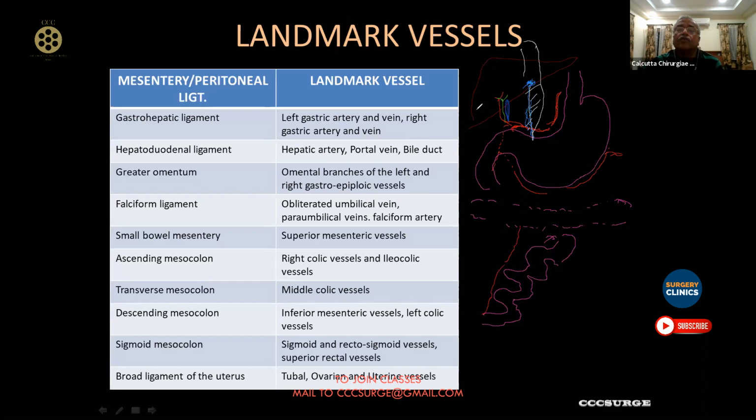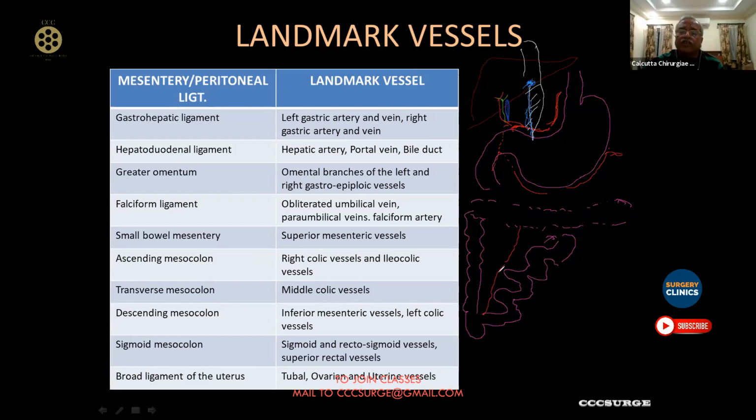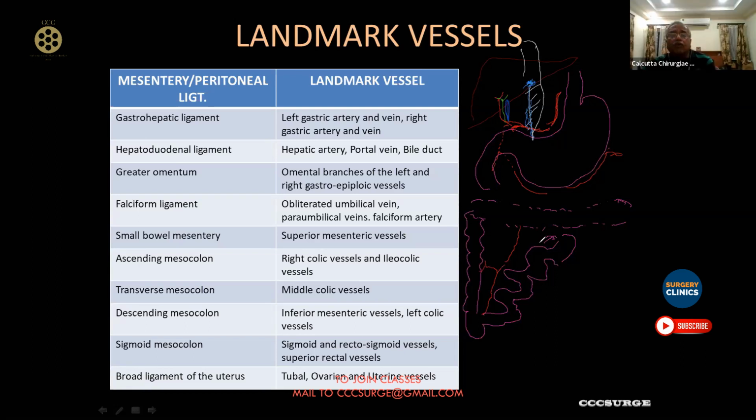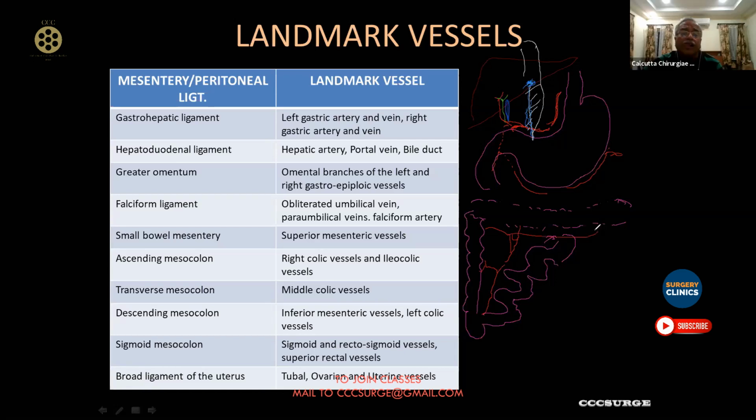The ascending mesocolon is supplied by which? Ileocolic and the right colic. Right. The transverse colon is supplied by what? The middle colic. It arises from the superior mesenteric and the right and the left branches. Okay. The descending mesocolon.